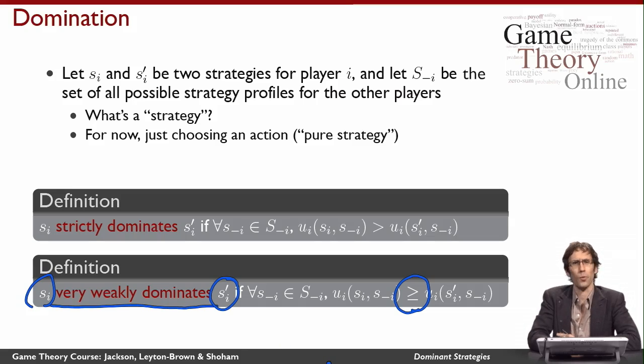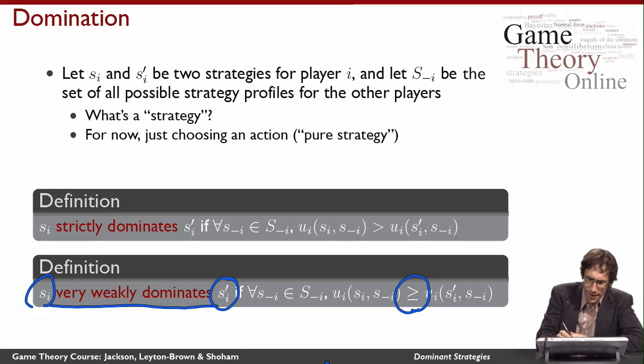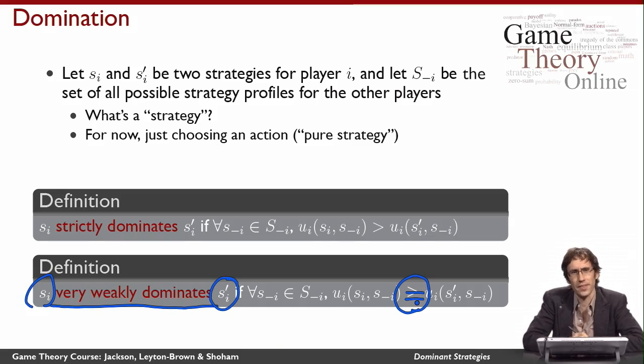Now, you might wonder why I have this name very weak. That's because this condition even allows for equality. So even if it's the case that s_i and s_i prime are always exactly the same as each other, I'm still allowed to say that s_i dominates s_i prime. And that sounds like a strong thing to say about equality, so we soften it by saying it's very weak dominance.